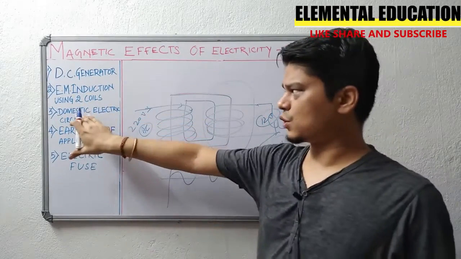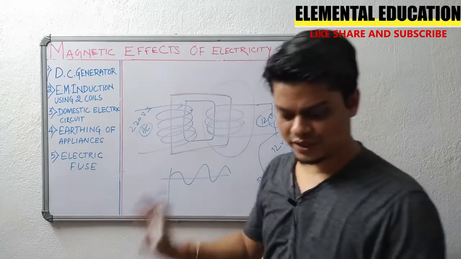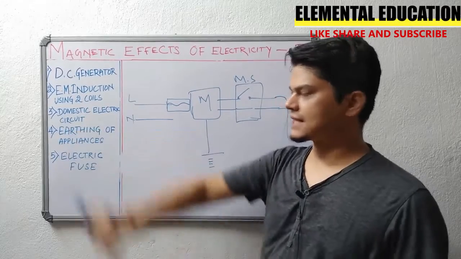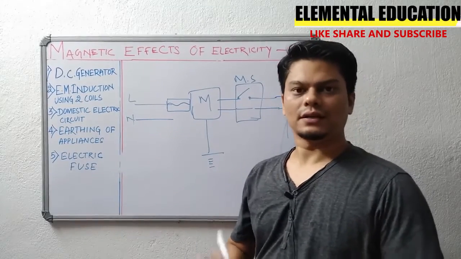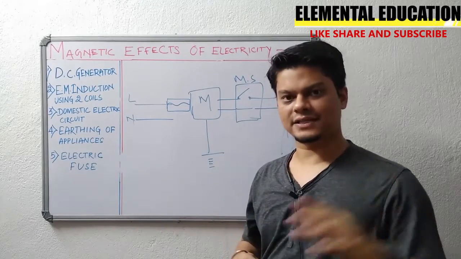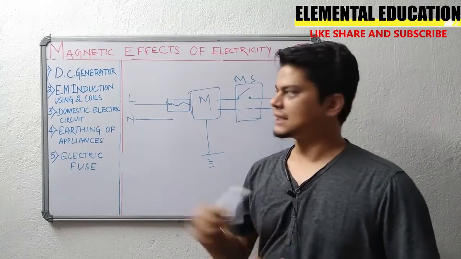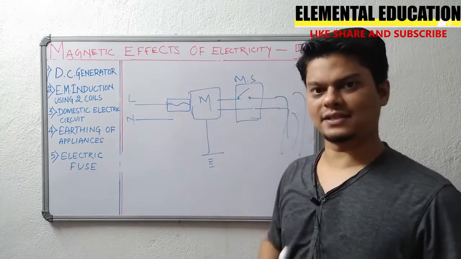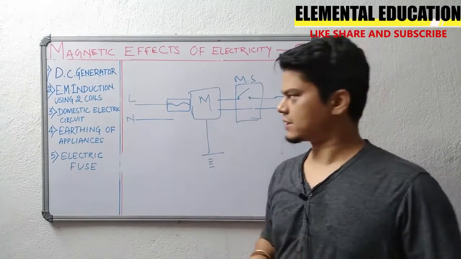Now I will go for domestic electric circuit. That is only the theory part. So guys, our next topic is domestic electric circuit. So we know that we are getting 220 volt in our home from the electricity grid. So this is a representational view of how the wiring is done in our house.